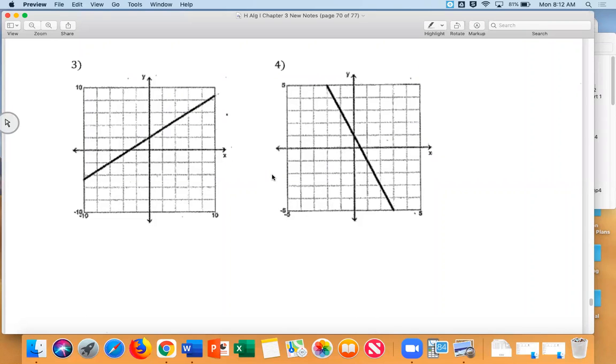Again, I want you to try 3 and 4. Just write the equation of the line for 3 and 4. Okay, these will be easier.